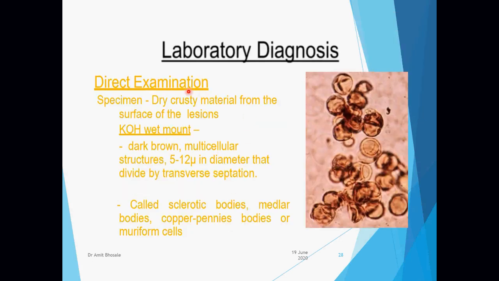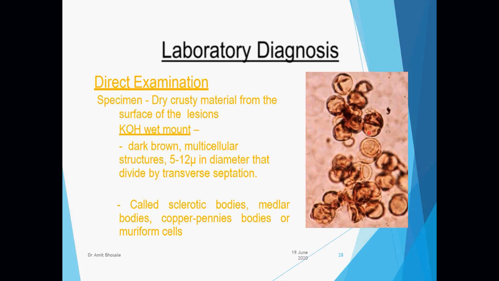Laboratory diagnosis: direct examination of the lesion. Specimen collection: dry crusty material from the surface of the lesion is collected. KOH wet mount is done. In that we can see dark brown multicellular structures, 5 to 12 micrometers in diameter, that divide by transverse septation. So this is the KOH mount of the lesion.